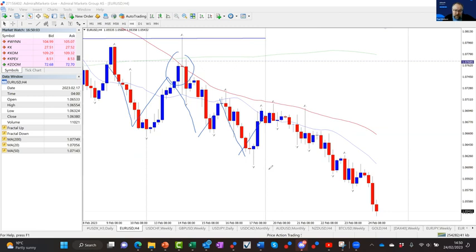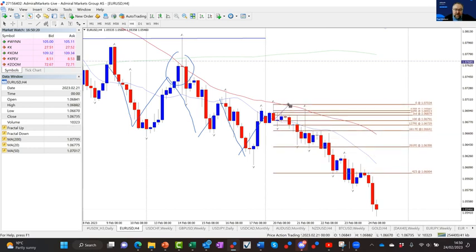And what we can utilize here is the Fib tool, up here, the Fib tool that we talked about. What I'd be looking for is when the price had pulled back, looking at this pin bar, the rejection candle here. See how I can just draw it on there from the low to the high. And what it does is it prints out all the levels that I'm interested in.